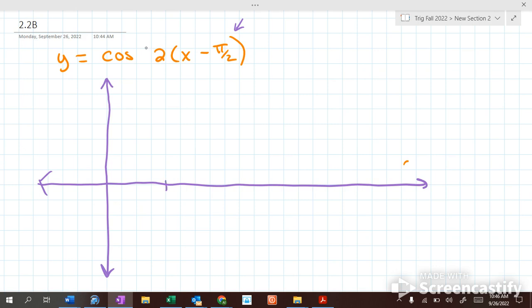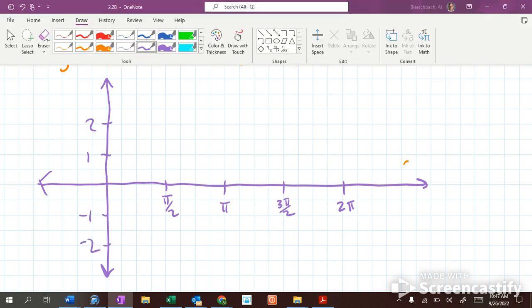So you know what? I think I'll go 4 to get to pi over 2, and 8 to get to pi, and 10 to get to 3 pi over 2, and 12 to get to 2. Or 4, 8, 12, 16 to get to 2 pi. 1, 2, negative 1, negative 2. What do you think I should graph first?